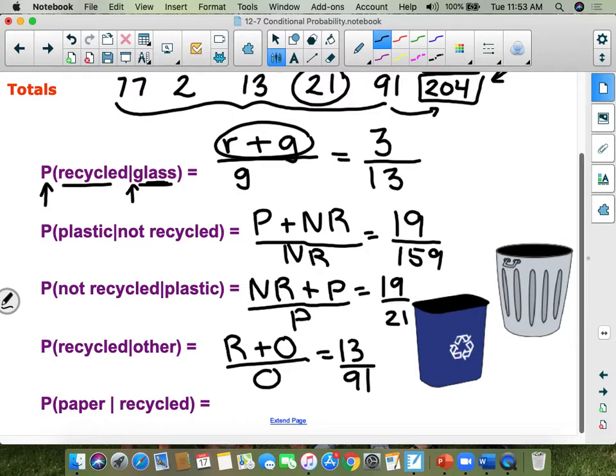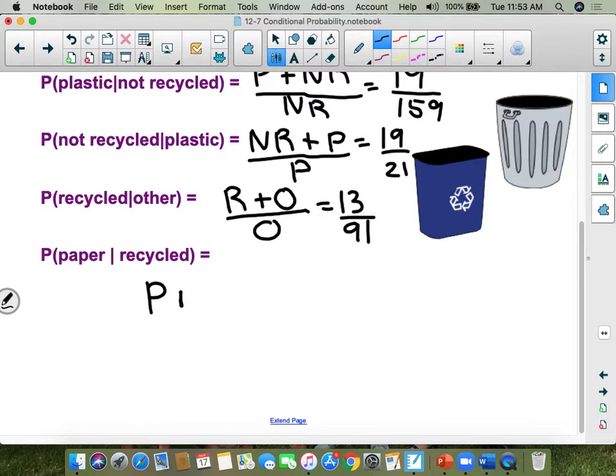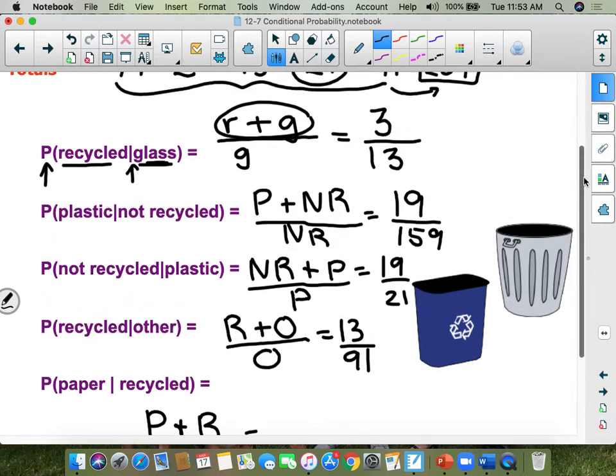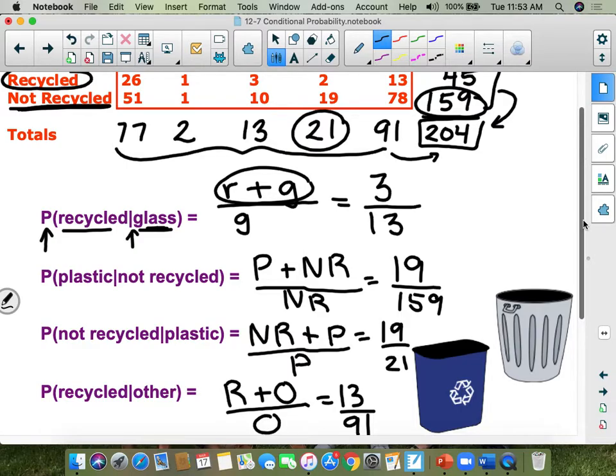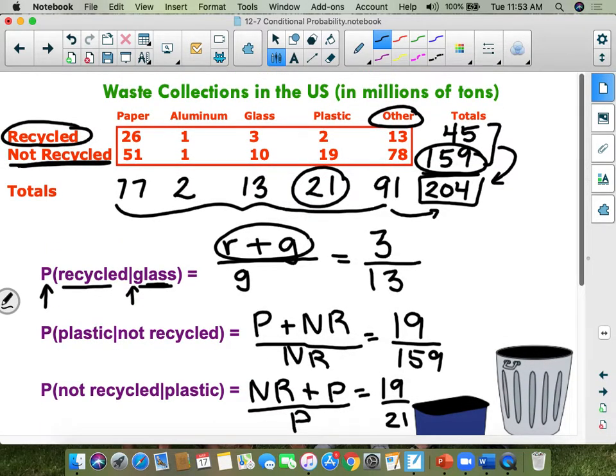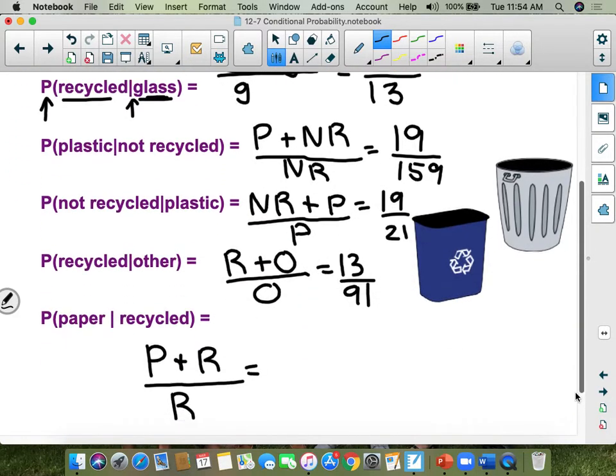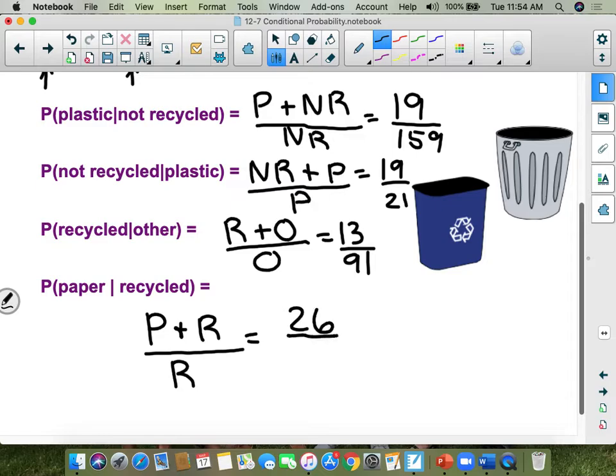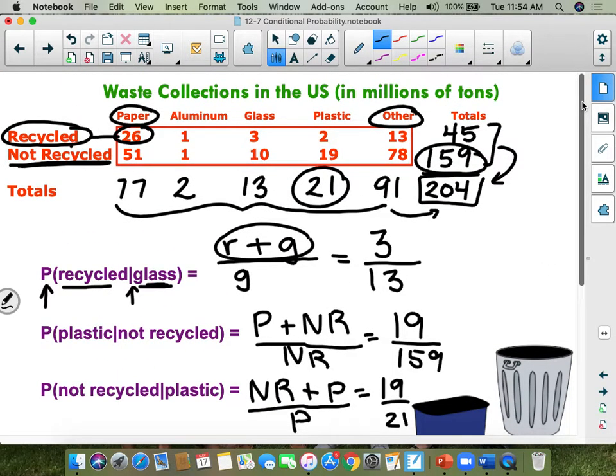Okay, last one. Paper and recycled, divided by recycled. Paper and recycled. Let's check this one out. Paper, recycled. They're right here. It's kind of nice. It's right there. It's paper and recycled, which is 26. Divided by recycled. All the recycles make 45.